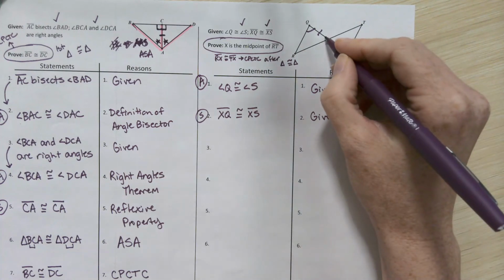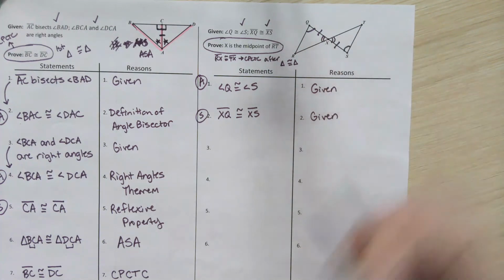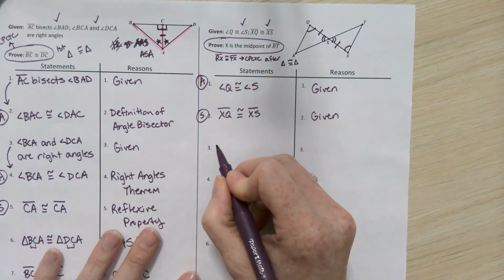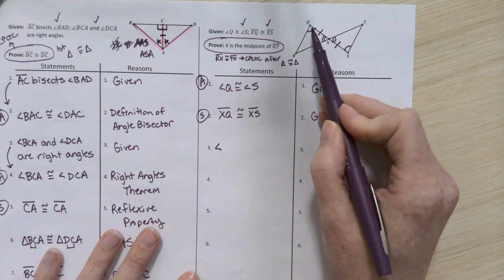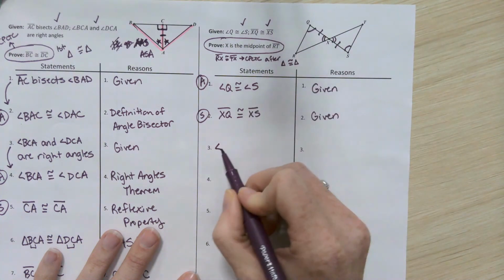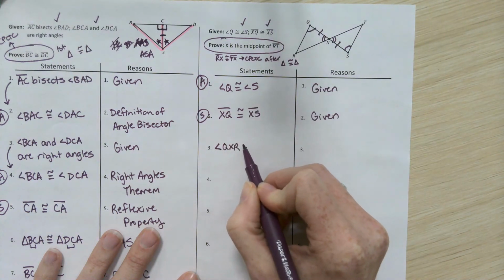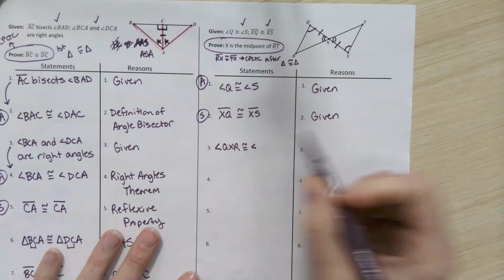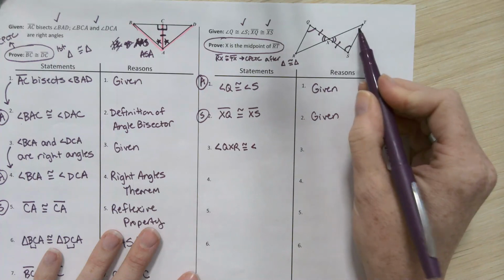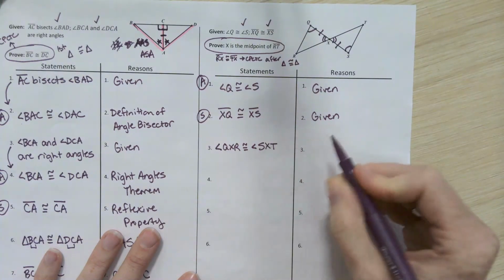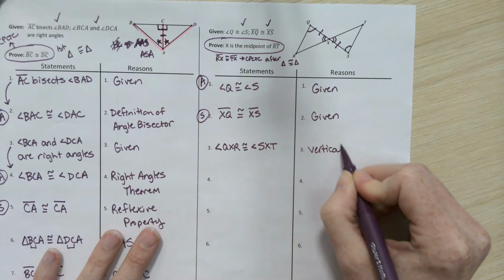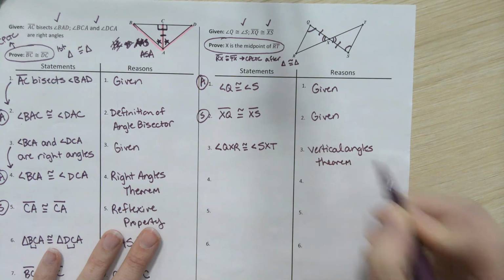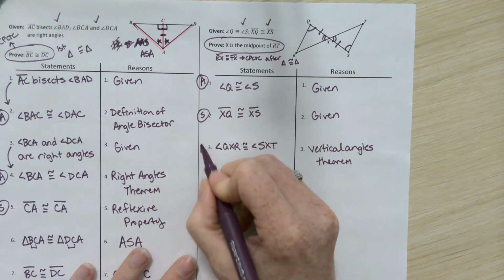So this is where some vertical angles, it looks like this time, are going to help me out instead of reflexive property like the previous one. So I'm going to name those angles carefully. Angle QXR is how I'm going to name the one on the left, but you could have called it angle RXQ. That's going to be congruent to angle SXT. Those are the vertical angles, and we know they're congruent based on the vertical angles theorem. There's an A.